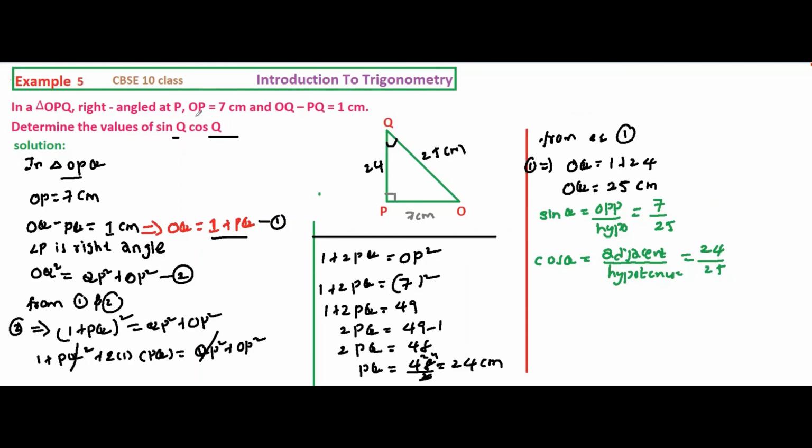So here we had to find sin Q and cos Q. Now we got the sin Q value 7 by 25 and the cos Q value 24 by 25.